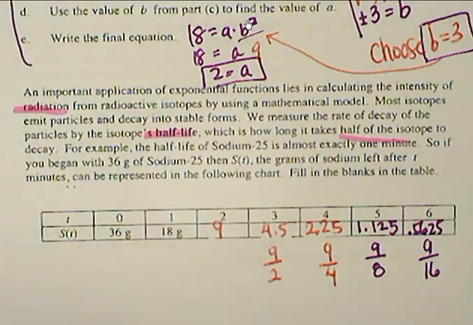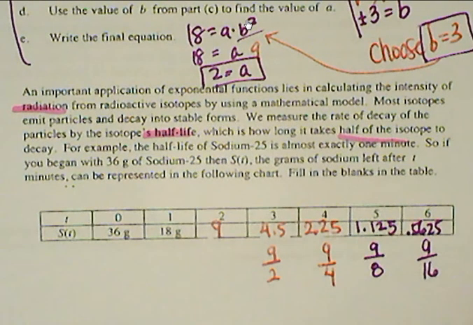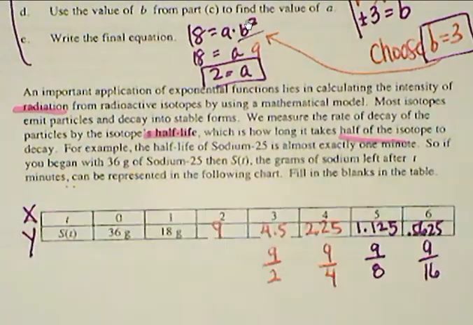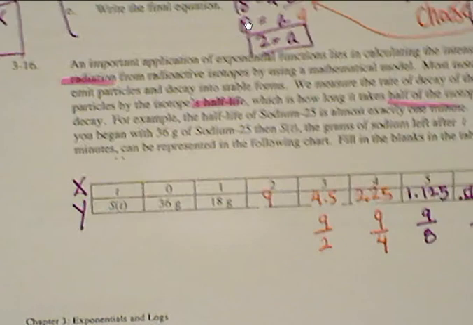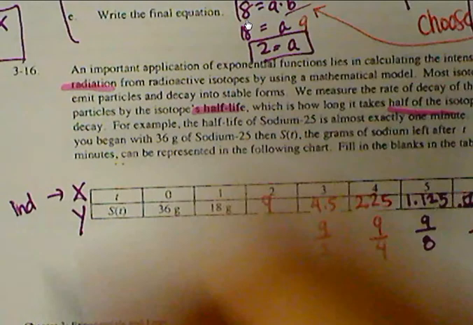Y'all got this? So if I were to graph this, what would it look like? Exponential decay. What would be the x-axis? The time. What would the y-axis be? S of t, which is the grams of sodium left. Which one will be the independent variable? Time is independent of everybody else. And who depends on time? Everybody else. All right, let's go.